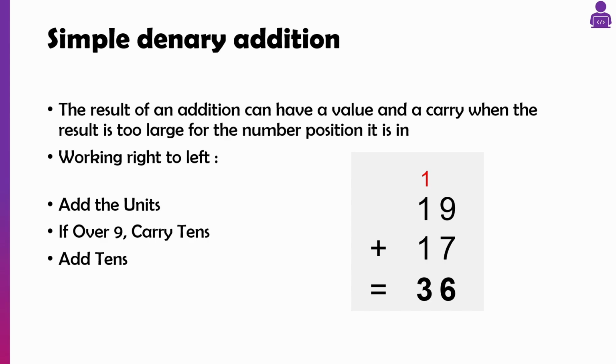Now, to add up in denary, all we have to do is add up numbers, and if that number is over 9, we carry a 10, or how many 10s there is, into the next column. Really simple. As you can see, 19 plus 17 is 36, and we've carried a 1.